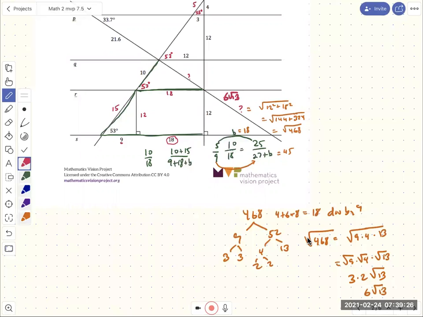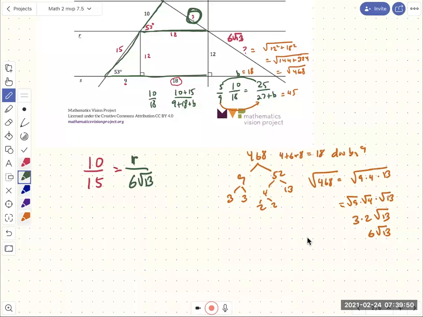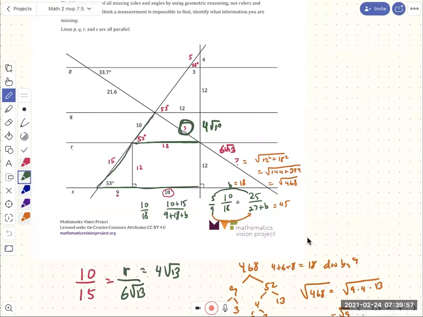Well, let's see if we can get a proportion there. So 10 to 15 is equal to this guy, the right-hand side, call it R, to 6 root 13. So it's a 2/3 relationship there. So then R would be 4 root 13. So that would be 4 times the square root of 13. Let's see if we can use that relationship in another place, of these two. And that's the main one that I see now.